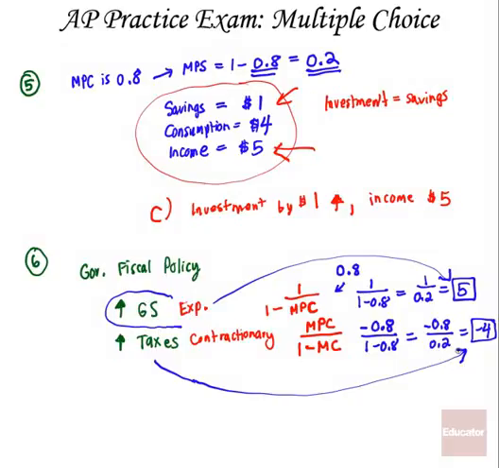Aggregate demand will increase, not unchanged. That'd be kind of the trick answer. So when you raise government spending and you raise taxes by the same amount, the impact of the government spending is going to be greater than that of the increase in taxes.